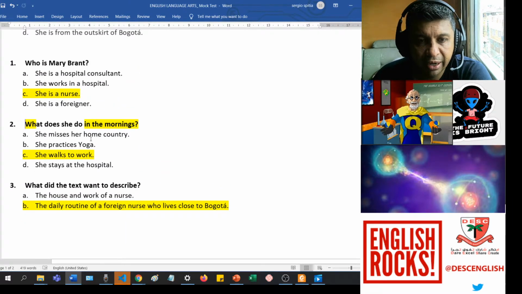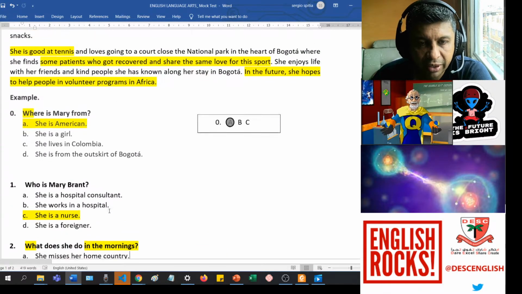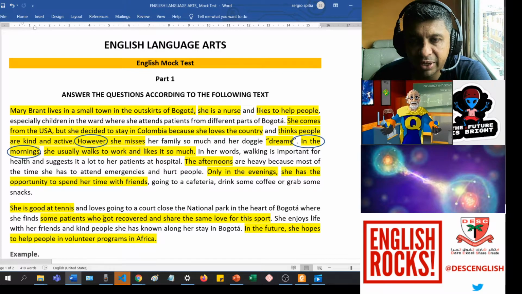She misses her home country. Ella extraña su país de proveniencia. She practices yoga. She walks to work. Bueno, sí extraña su país, pero nos está hablando de qué hace en las mañanas, no está hablando sobre alguna idea emocional. Definitely she walks to work y ya la teníamos aquí previamente.